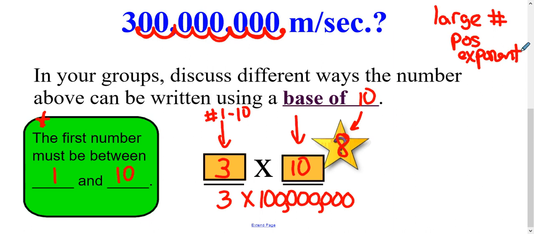Very small numbers, and you know what they'll be like on the next page. You'll see some small numbers. Small numbers, guess what? Negative exponent. So as soon as you see a large number like 300 million, you know it's a positive exponent. If you see a number like 0.036, that's a small number. That'll be a negative exponent, and we'll get into it on the next page.